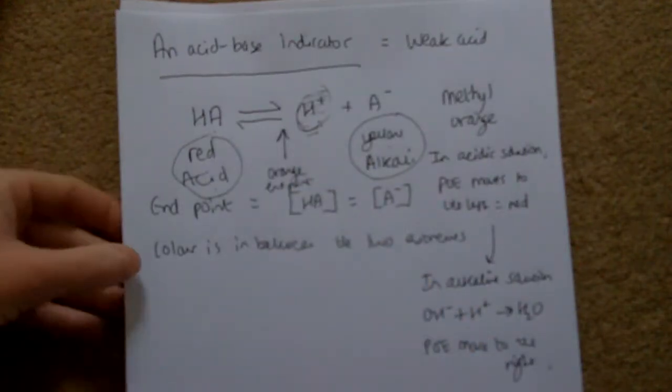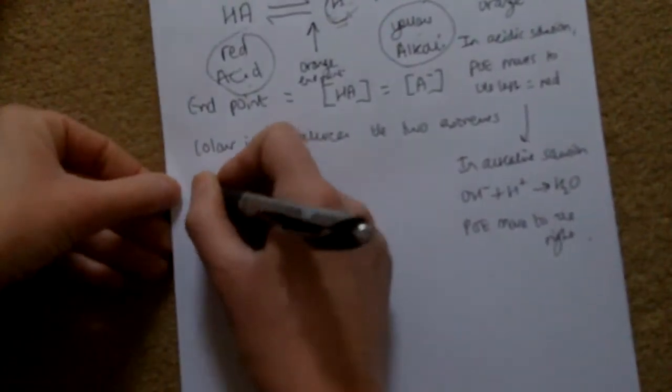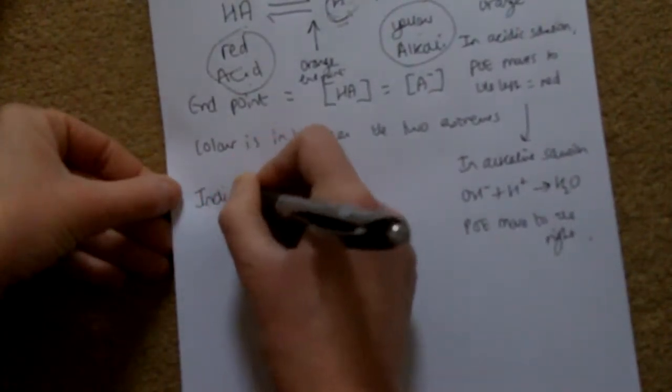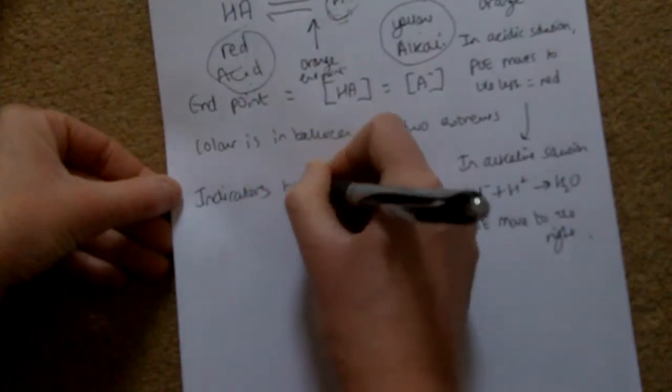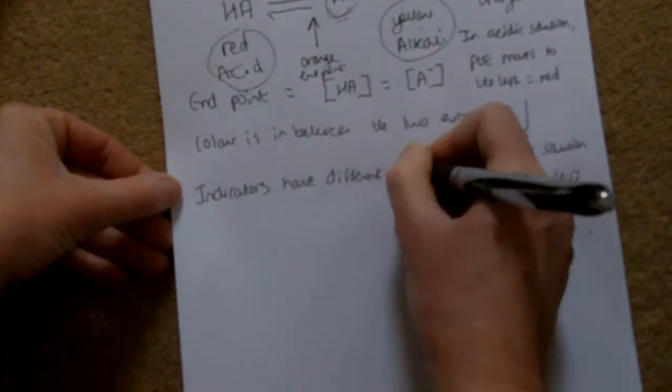Because indicators are weak acids, different indicators have different Ka values.